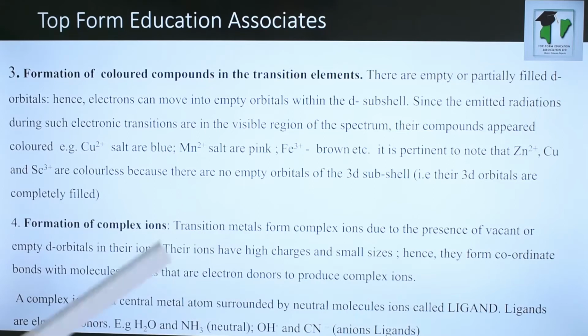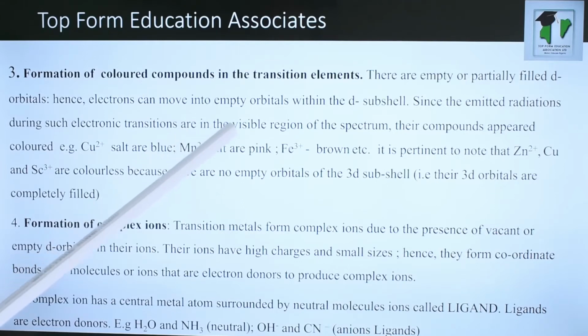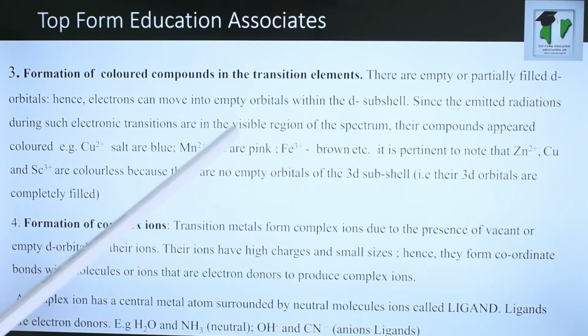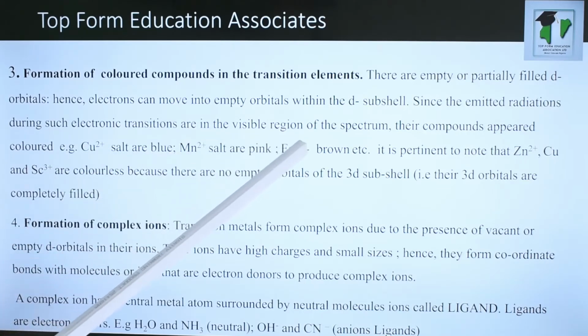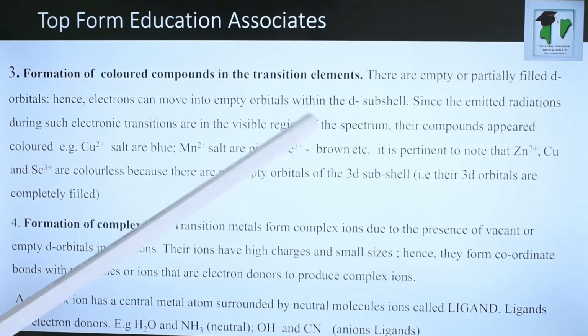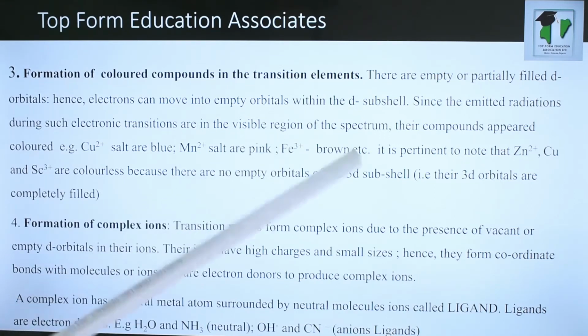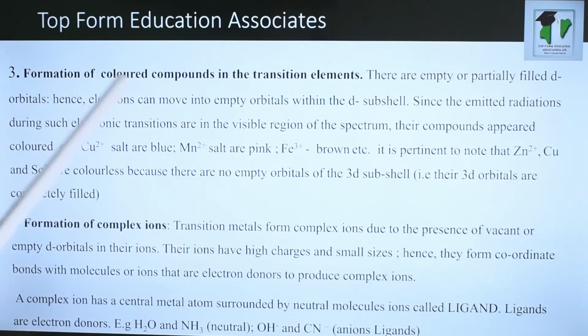Because they are partially filled 3d orbitals, there is a transition of electrons from one position to the next. This transition of the electrons brings about these color changes, and they appear in the visible region. So whenever all these metals are subjected to irradiation, the electrons tend to transit, that is, to move from one position to the other. Because transition metals have partially filled 3d orbitals, they have color.